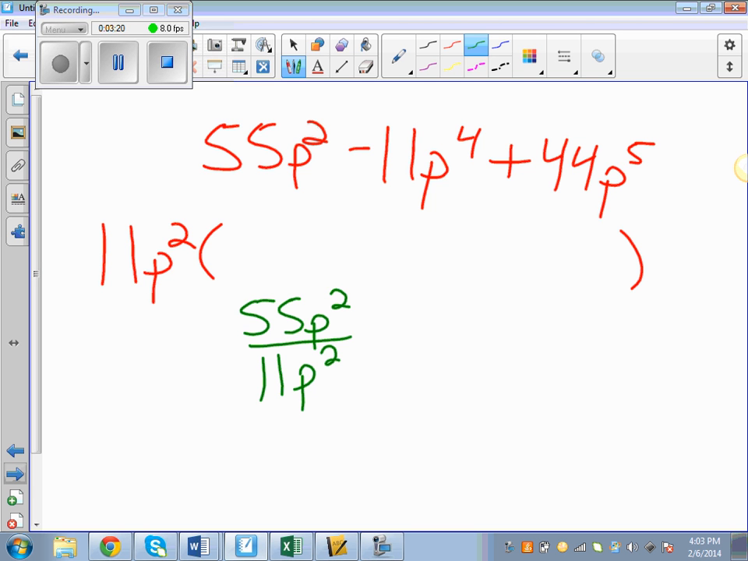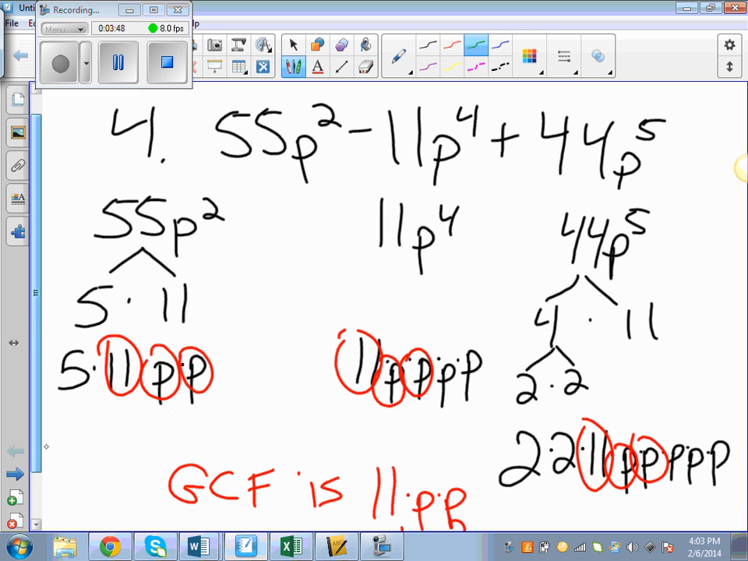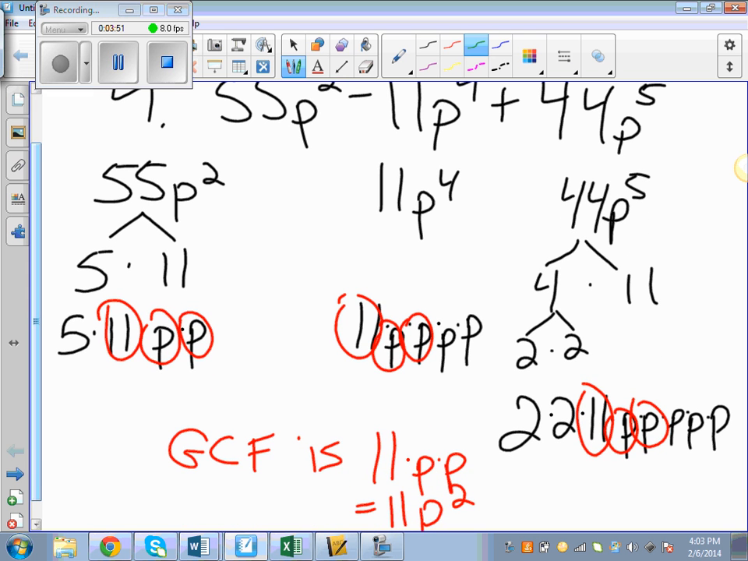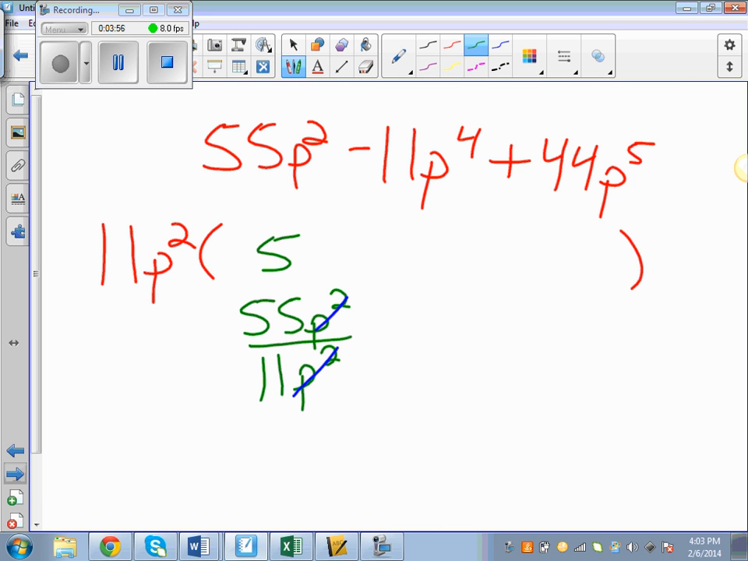55p squared divided by 11p squared, we're going to divide our coefficients. So 55 divided by 11 is 5. P squared divided by p squared, you subtract your exponents, so you get p to the 0, which is just 1. So 5 times 1 is 5. You could also look at it as canceling out. Your p's cancel each other out. Or if we go back to where you have your prime factorization, you look and you see what factors you have left. And all we had left was the 5. So we go back here, make that red just so that it stays with the color scheme.